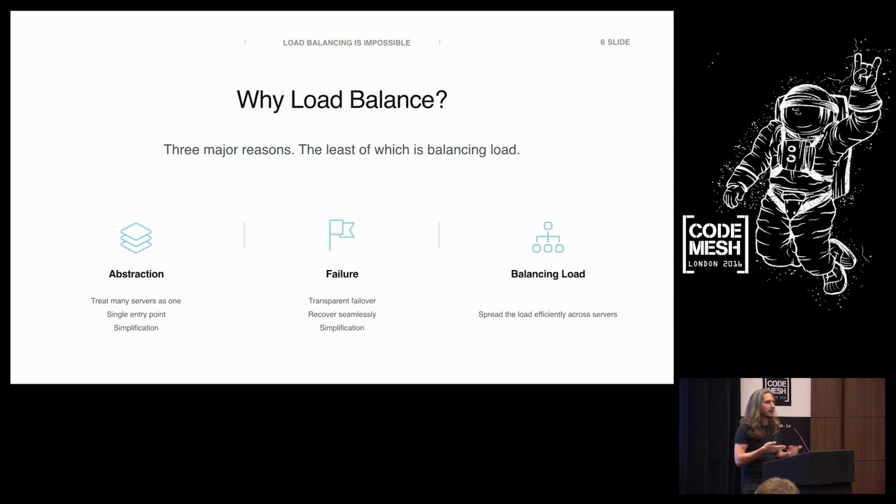The second would be failure, right? We want to be able to deal with the fact that servers fail all the damn time. And you want to be able to deal with the fact that you have to remove a server and then be able to add it back in. And so load balancing is a way that we do that. And a distant third to this is actually the balancing of load.